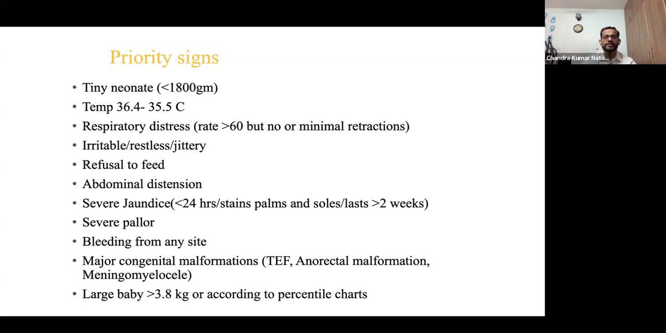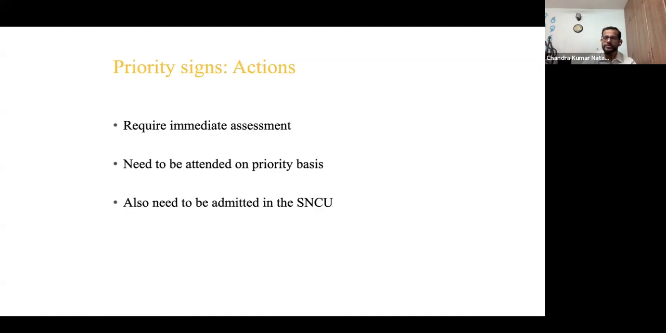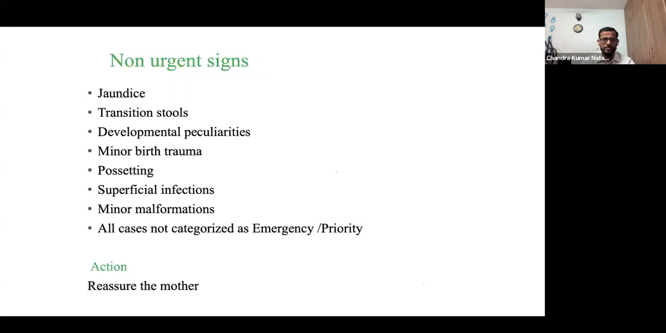Okay, so these are all some of the priority cases in the newborn setting. In priority cases, what are the actions we need to do? We have to do an assessment immediately, attend to them on a priority basis, and they also need admission. But you can always take a history, do a preliminary evaluation, and then assessment. If they need immediate attention, you can initiate treatment, or after admission into SNCU, you can start treatment.